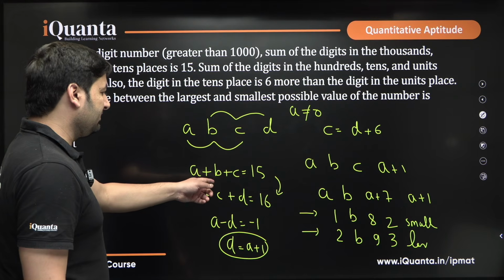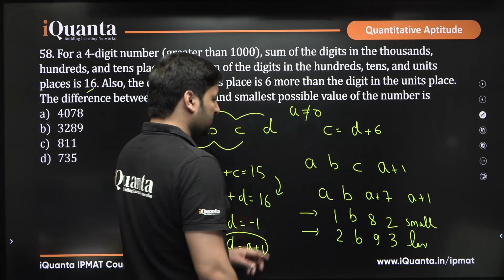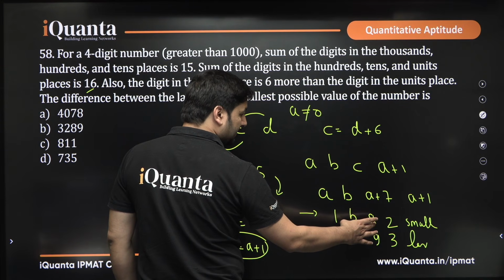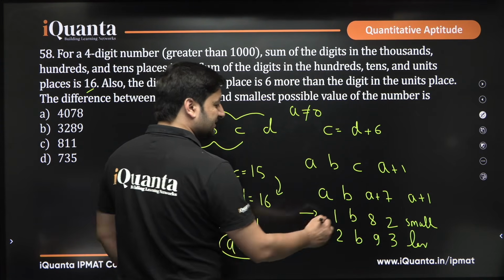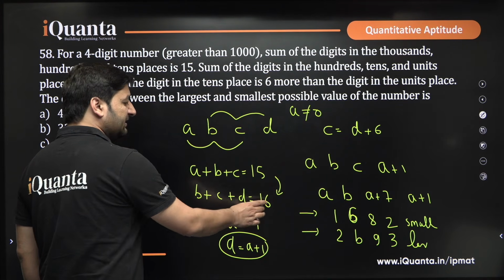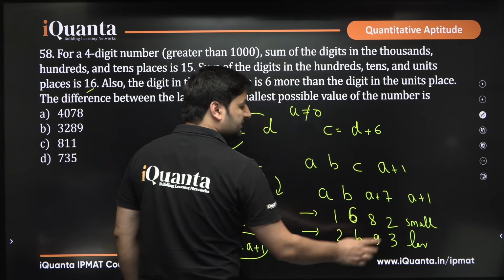What is this? A plus B plus C should be 15. So, A, B, C should be 15. 8, 1 is 9, B should be 6, isn't it? Then only this will be 15. And is it also satisfying B, C, D equals 16? 6 plus 8 plus 2 is 16, yes, correct, okay.